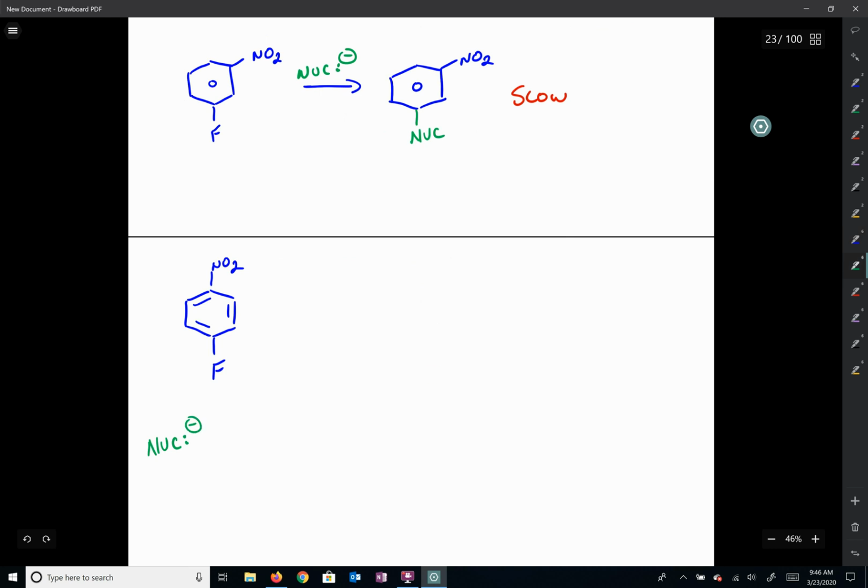So what do we know about nucleophiles? Well, they've got a negative charge and they're on the hunt for something positive. Where is my positive charge? The positive charge is going to be on that carbon that's attached to the fluorine. Bear with me here for a second. This is going to be step one.